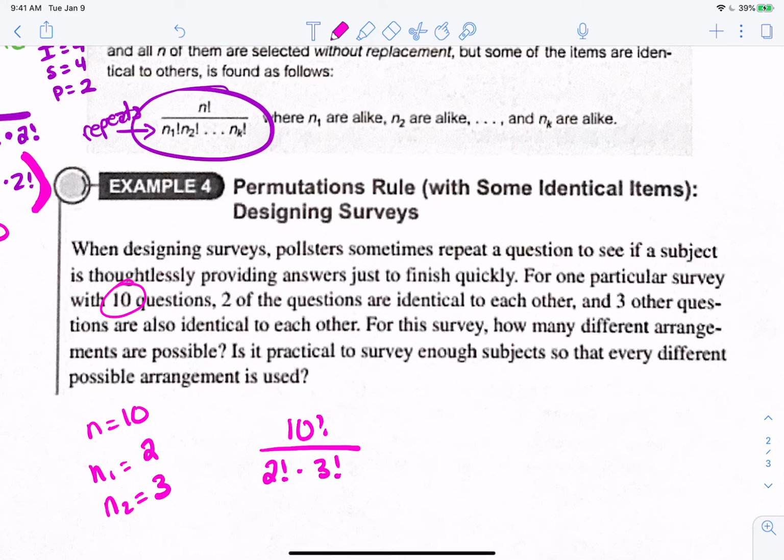Now, sometimes it might be faster just to do some of this stuff in your head. Like 2 factorial is 2 times 1, 3 factorial is 3 times 2 times 1, right? So 2 times 1 is 2. 3 times 2 times 1, that's 6. 2 times 6 is 12. So take 10 factorial and divide by 12, rather than having to go back through and insert the factorial button in there.